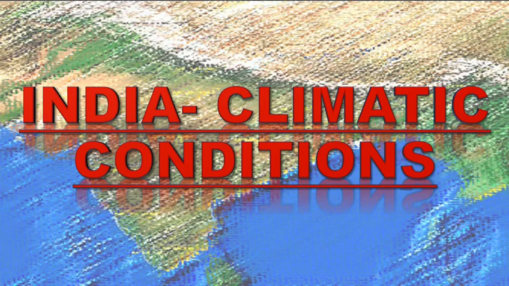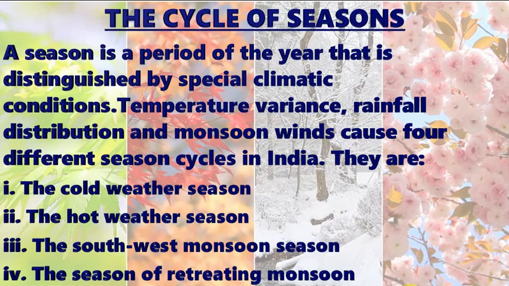We also discussed that the water bodies around peninsular India exert a moderating influence on the climatic conditions, and thus the coastal areas enjoy an equable climate. Now, in this particular module, we'll be discussing the cycle of seasons. But before starting the cycle of seasons, we need to understand the term season.